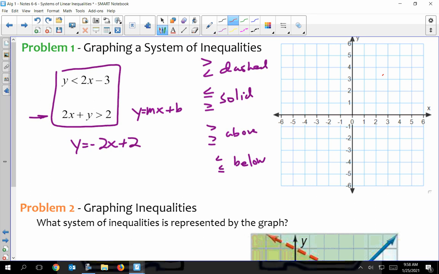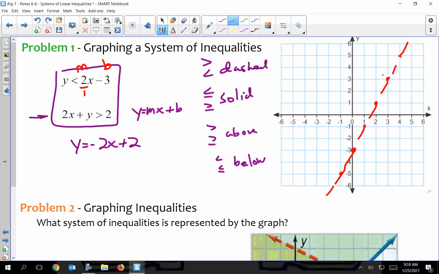Okay, so I'm going to identify my M and my B in the first equation. If you want to put your M in that form, that's great. -3 is my starting point. And I'm going to go up 2 and over 1, and I'm just going to keep on going. Okay, I'm going to come back down to my starting point and go in the opposite direction, so down 2 over 1. And that one is just less than, so that tells me dashed.